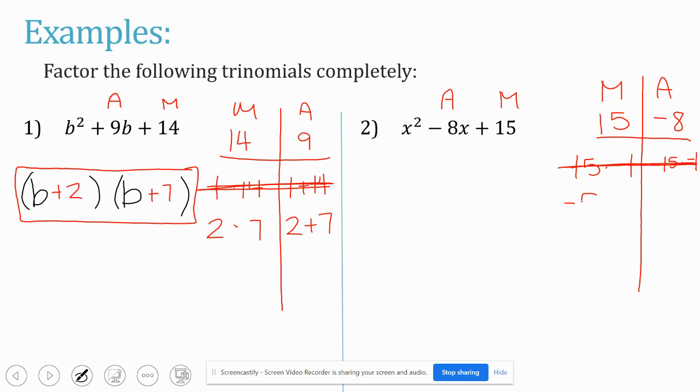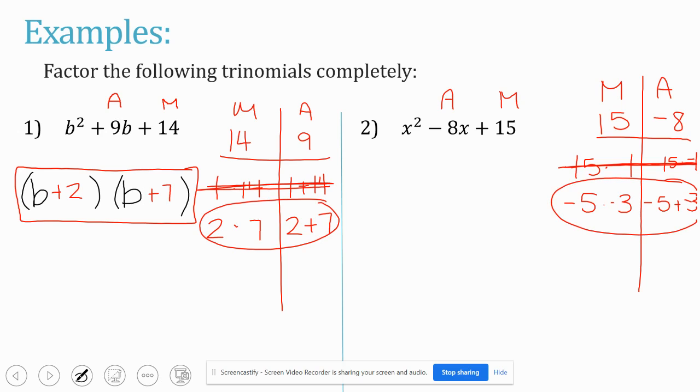Okay, we also have negative 5 times negative 3. That gives us a positive 15. Negative 5 plus negative 3 gives us negative 8. So those are the numbers that I want to include when we factor that. So I'm going to circle these, just like I should have circled over here. Okay, I'm going to create my two sets of parentheses here. x is going to go first in both of them. And then like we said, c is positive, b is negative. So that means both of these numbers are negative. So it's going to be x minus 5, x minus 3.